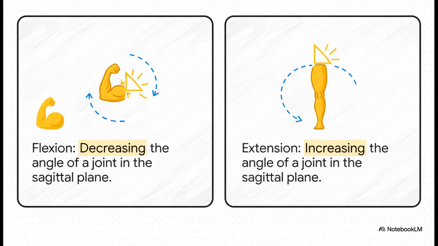The most common pair you'll hear is flexion and extension. Flexion is just when you decrease the angle of a joint. Think about bending your elbow to do a bicep curl. Extension is the exact opposite. You're increasing that angle, straightening the joint back out. And this pair, it almost always happens in that sagittal plane.